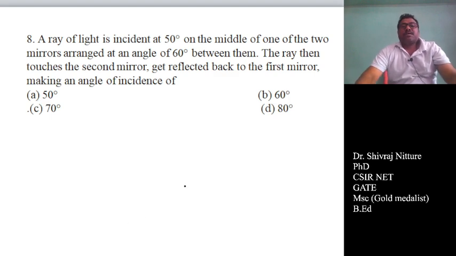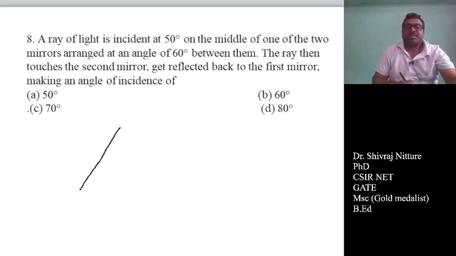Next, a ray of light is incident at 50 degree on the middle of one of the 2 mirrors inclined at an angle of 60 degree. Take this side. So this is one mirror, and this is one mirror. And this. So just take the eraser.